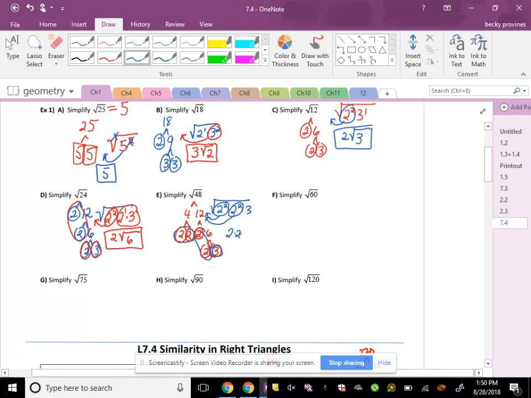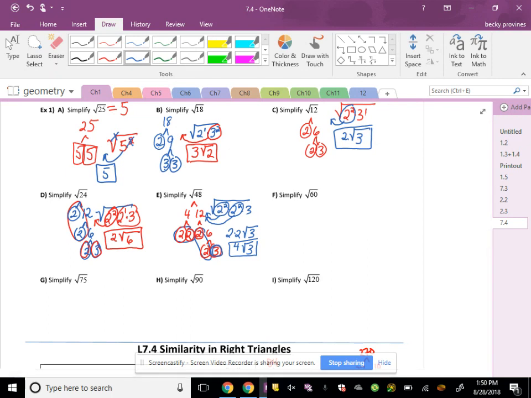So when they come out, notice there's a dot in between. So that's 2 times 2, which is 4. 4, and then 3 stays inside. And that's the simplified version of square root of 48.